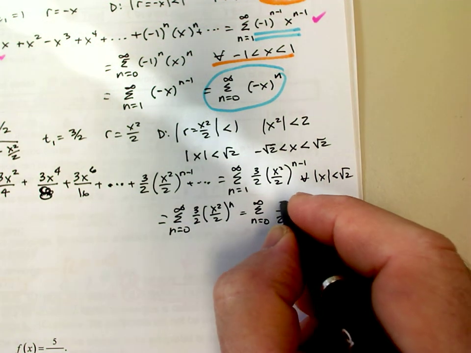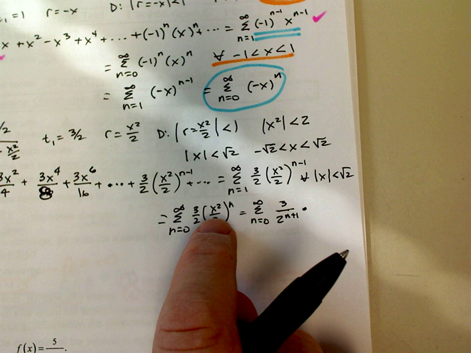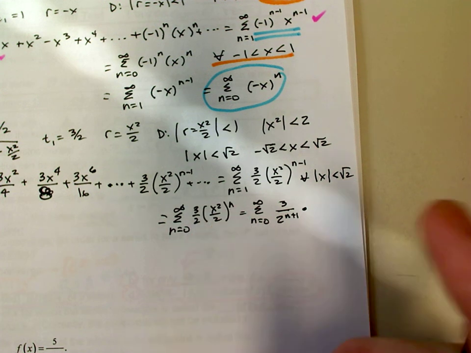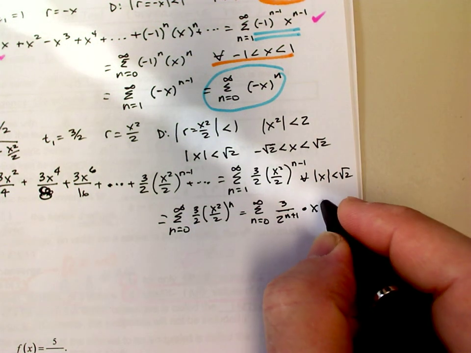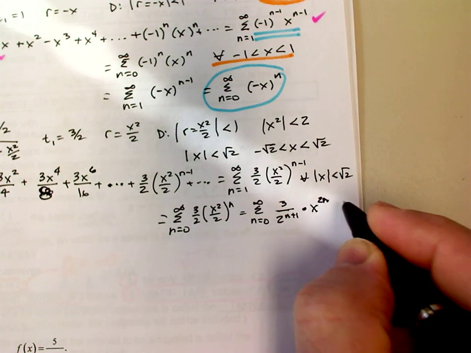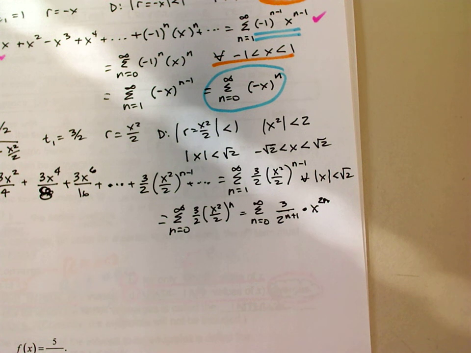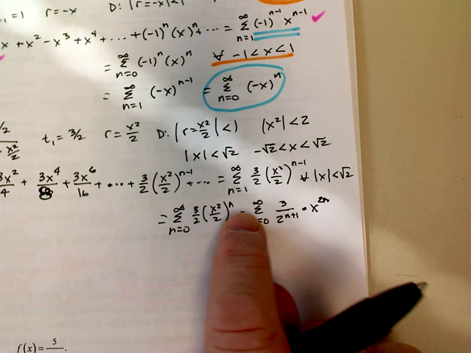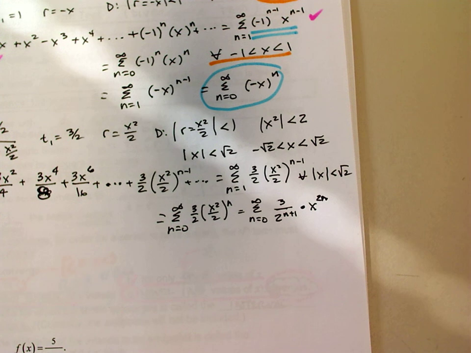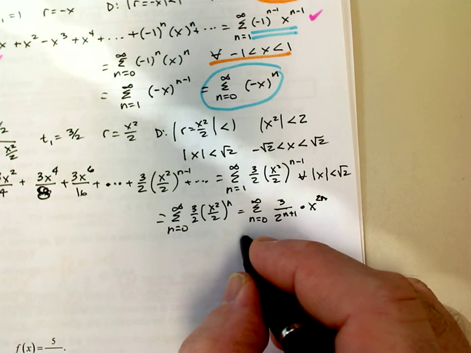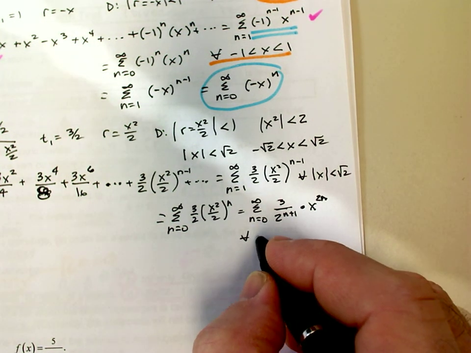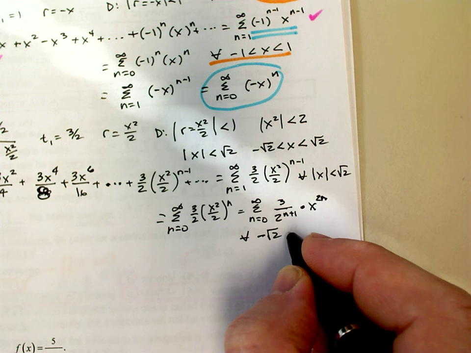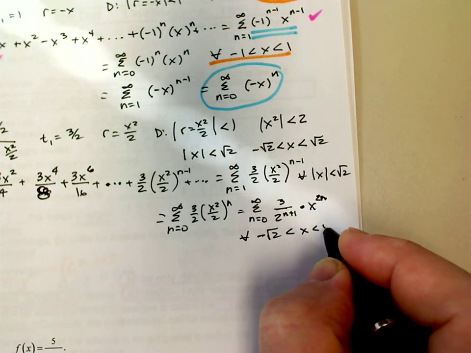3 is going to stay as is. And then a power to a power, multiply. This could be written as x to the 2n. Power to a power, x squared to the nth power would be 2n. And of course, all of these still would be for all values of x between negative square root of 2 and the square root of 2.